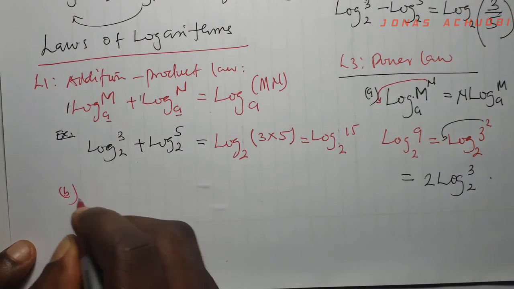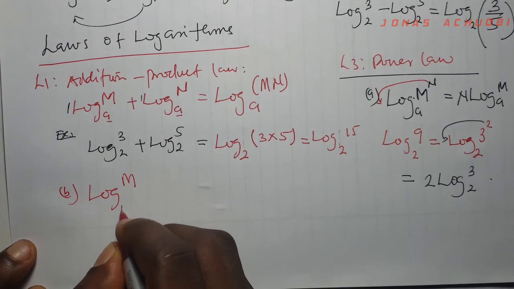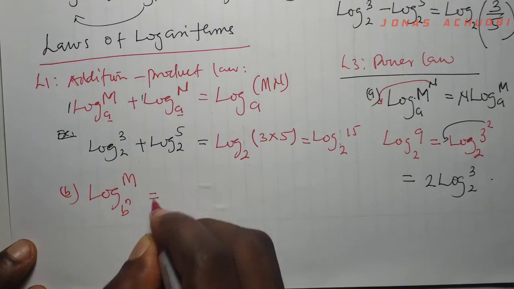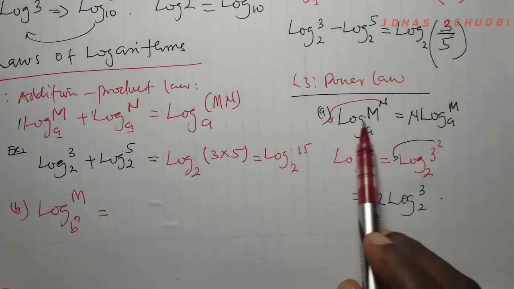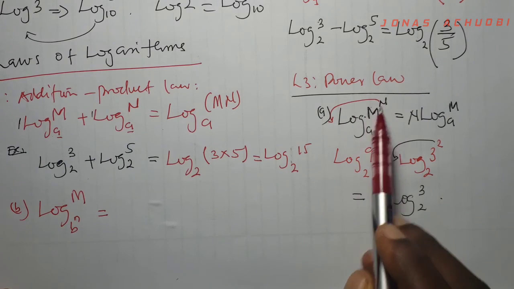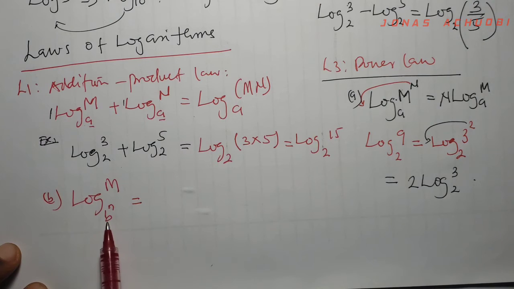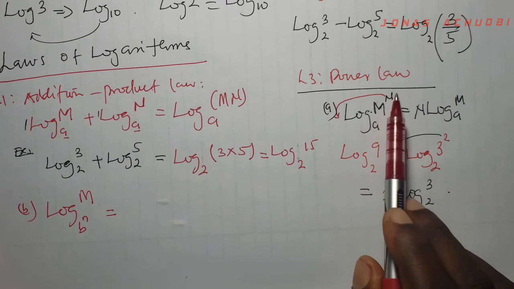Part B says that the log of m, with base b raised to the power n, is equal to... now here, what do you observe? In part A of the law, you see that it is the log itself, log m, that was raised to the power n. But in part B, it is the base b that has a power. So note the difference. Here the base has a power, while in part A, the log itself has a power.